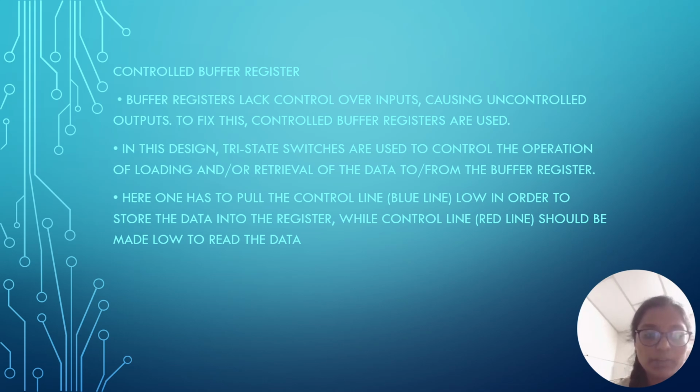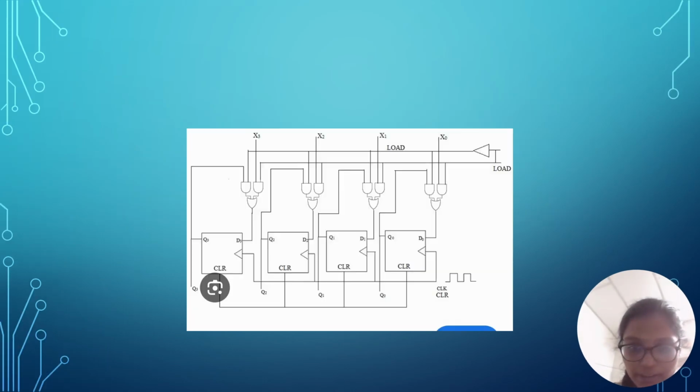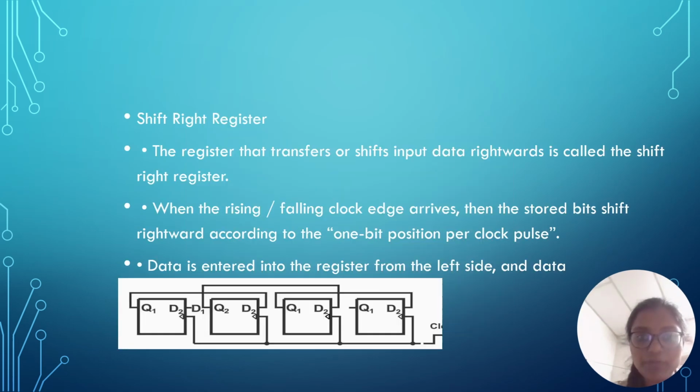And next, we see the diagram. This is about the control buffer register. And the next one is the shift register.